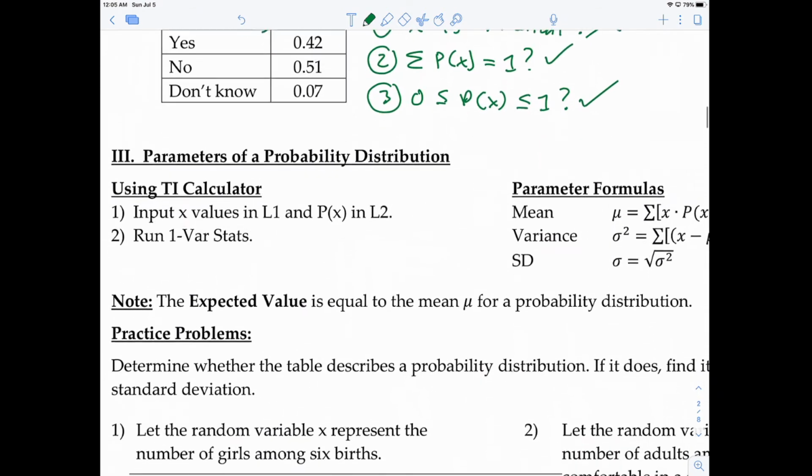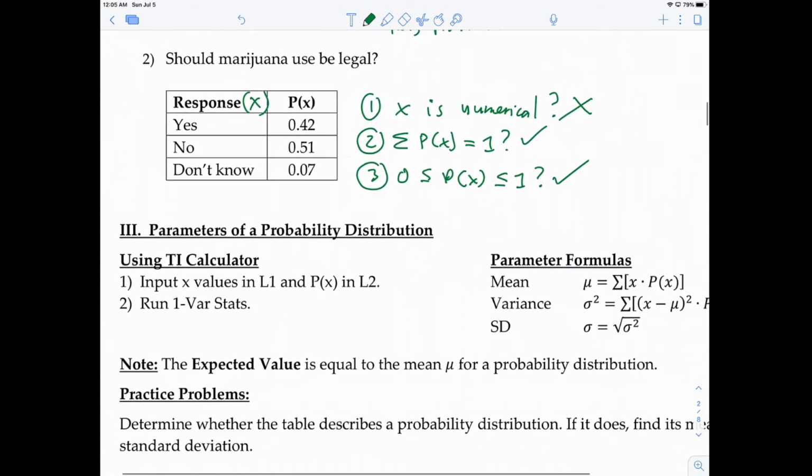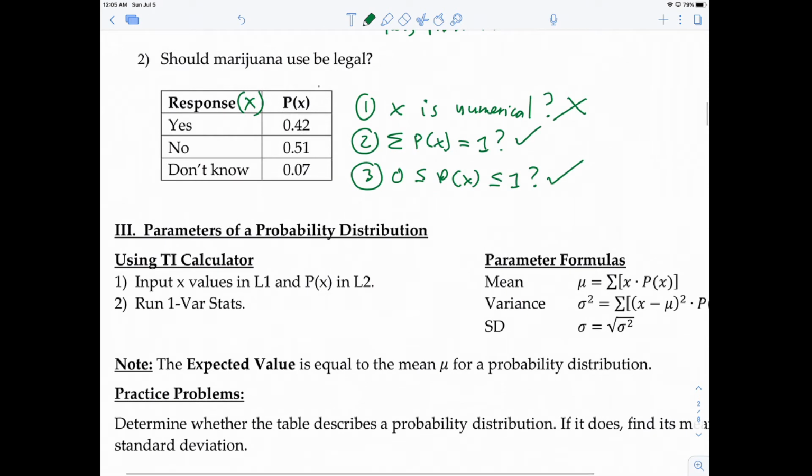So one of the things that you're going to be doing given a probability distribution in tables is to calculate the parameters given a probability distribution. And we're going to be doing it various ways. The first way is using a table. So this is calculating parameters for probability distribution when you have the table form.